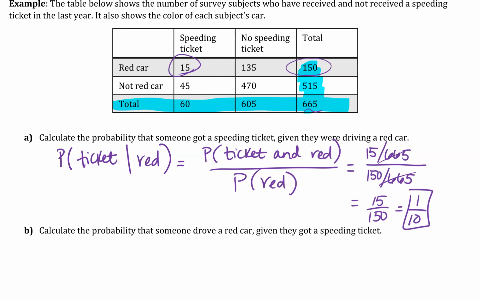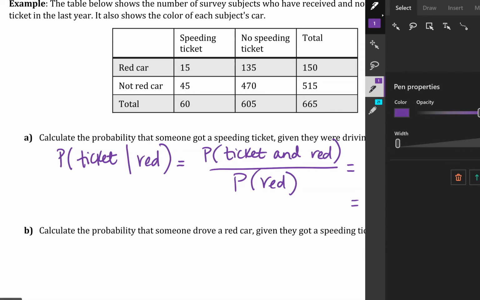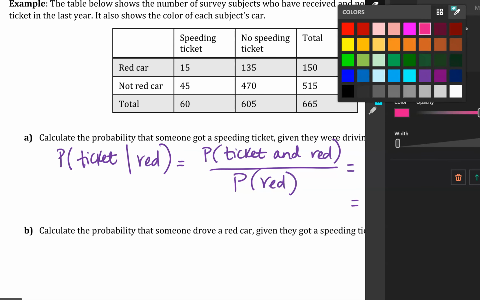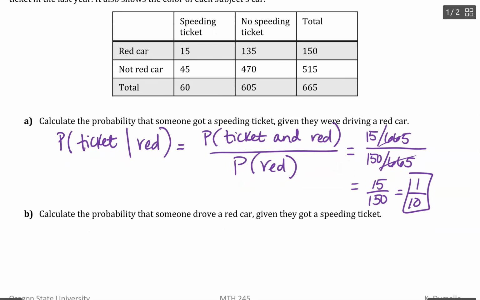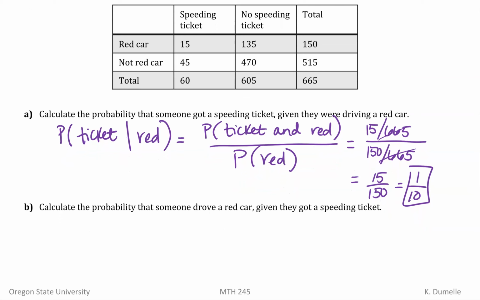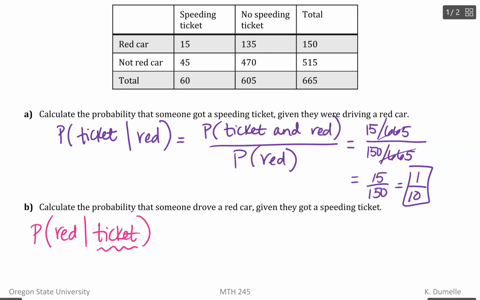Let's try one more. Calculate the probability that someone drove a red car given they got a speeding ticket. Now you might be thinking we just answered this question, but we didn't. It is actually a different question, so we have to read it carefully. Calculate the probability that someone drove a red car given they got a speeding ticket. The speeding ticket piece we already know. So I'm going to approach this problem slightly differently than I did in part A, so you can see two different ways to do this.